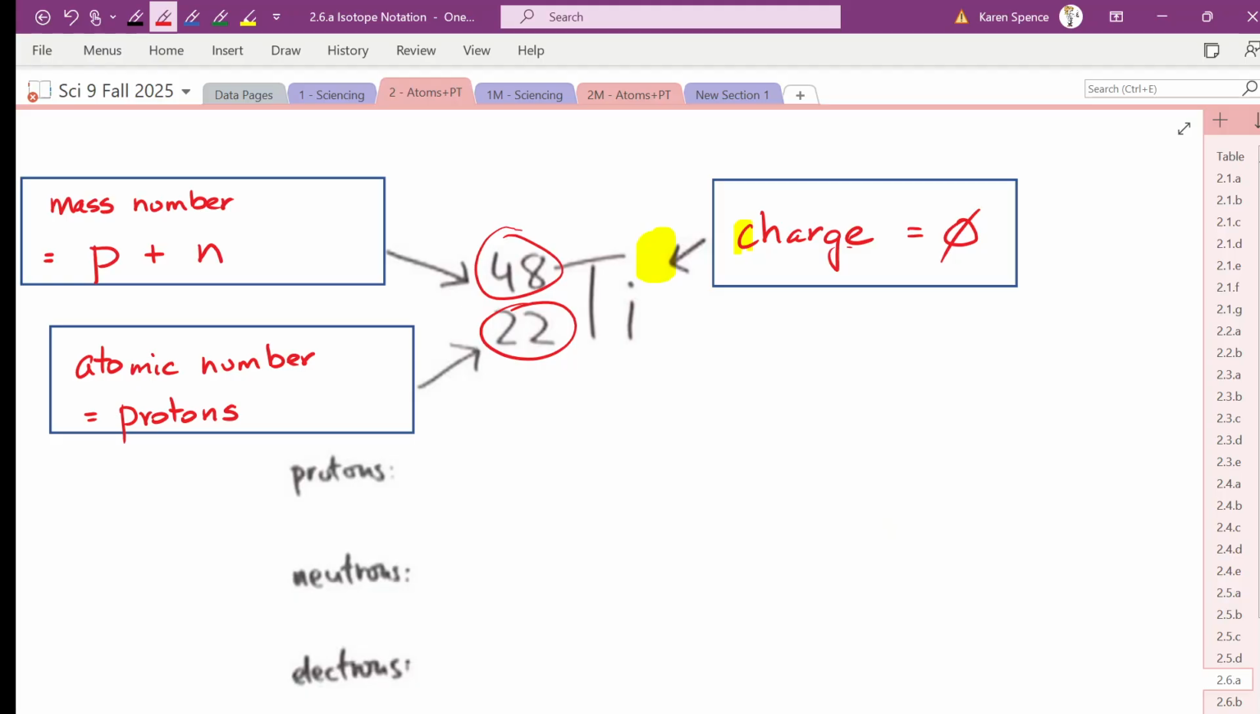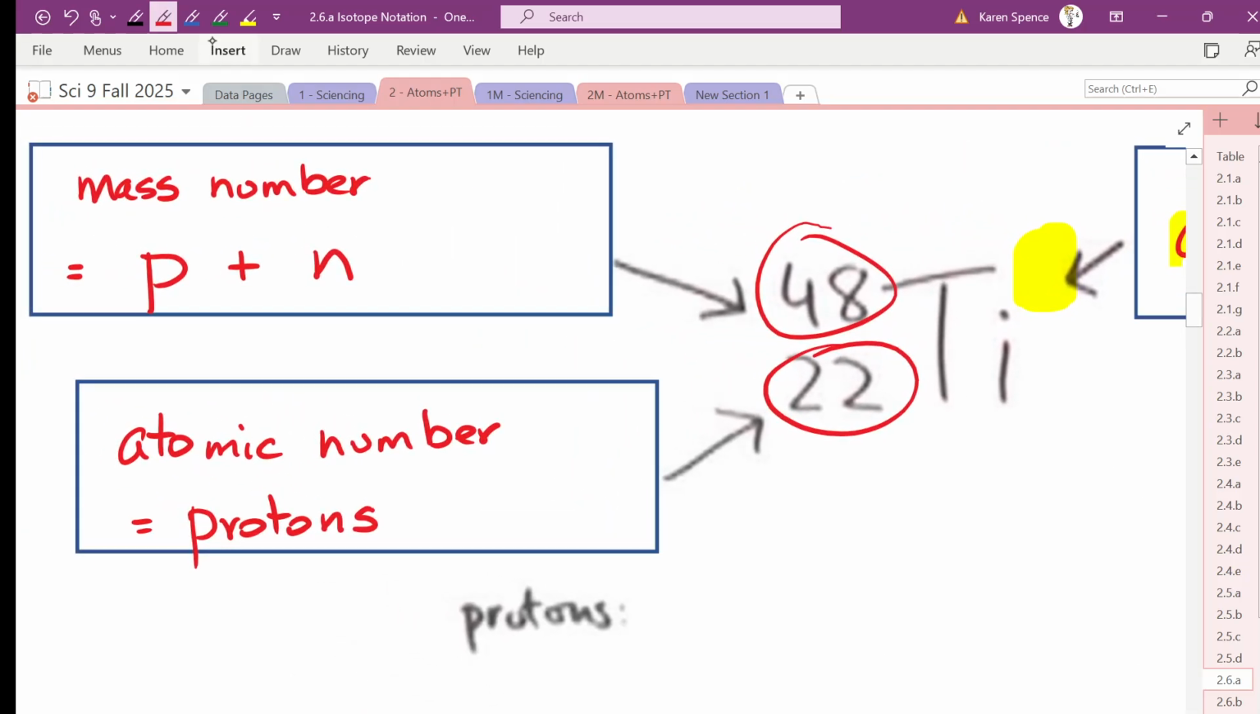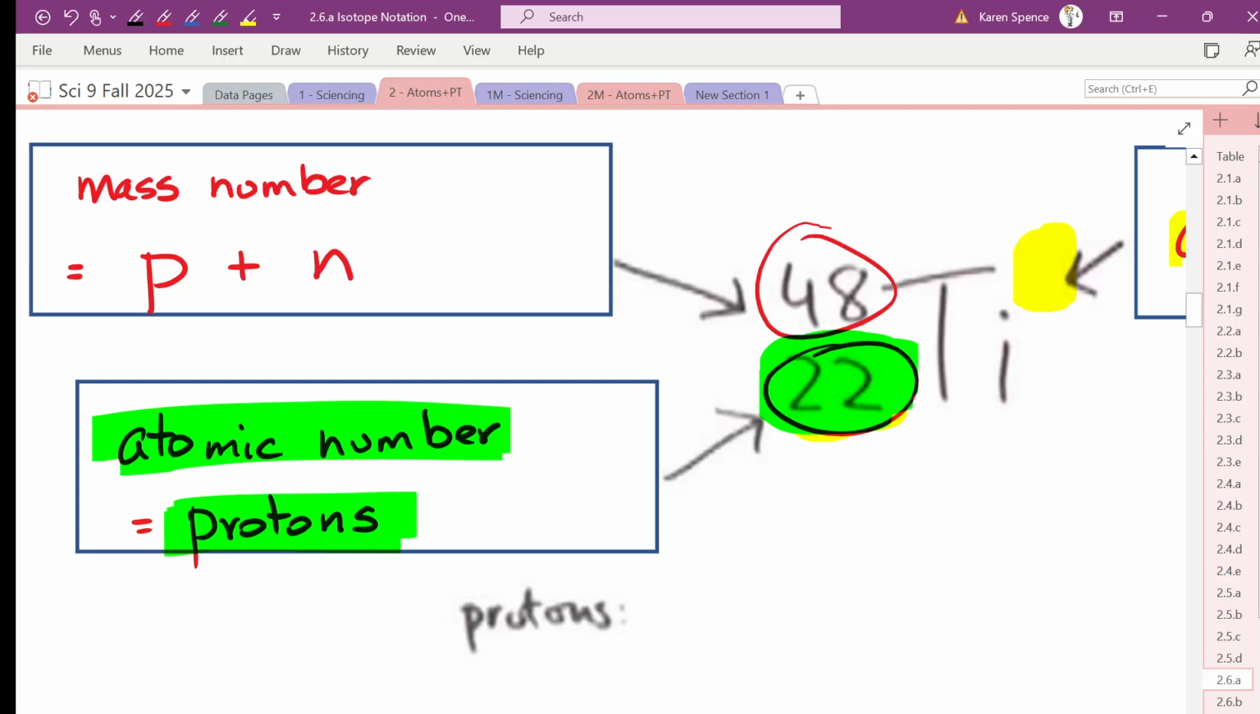How many protons do we have? Pass. Okay. You know what I'm going to do? We're not going to pass for a moment, because I'll highlight it in green. This number here, the number at the bottom, is the atomic number, which is equal to the number of protons. How many protons? 22. Beautiful. Even if I ask you a second time, you can still say pass. You can be like, screw off, Ms. Spence, go on, talk to somebody else.